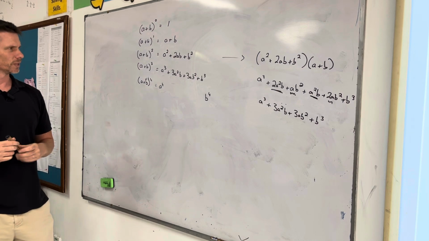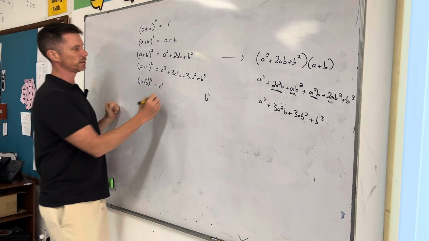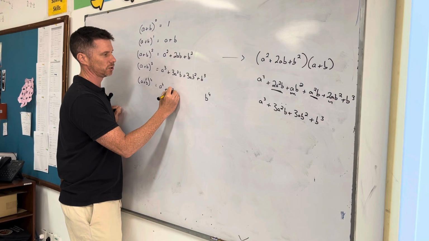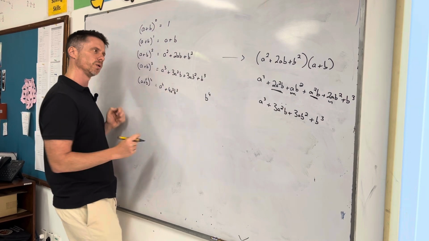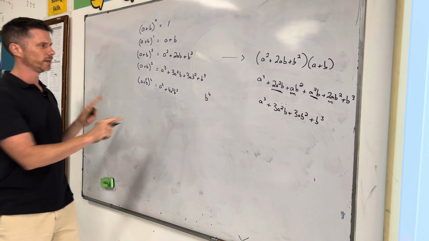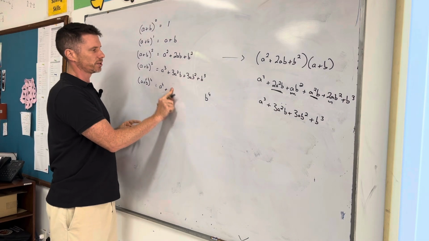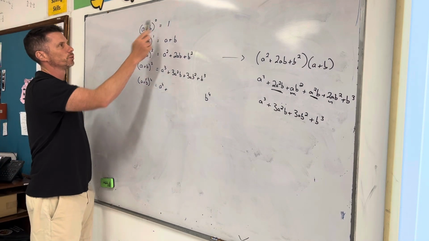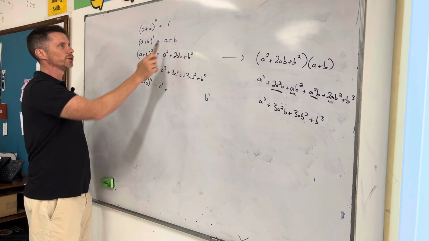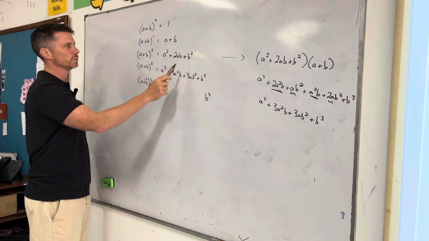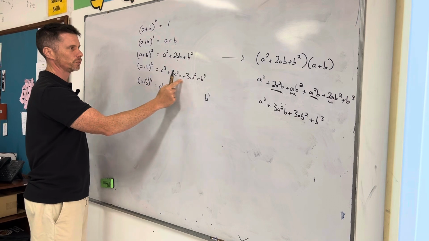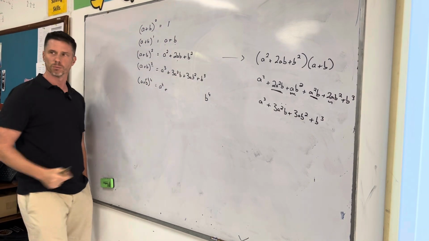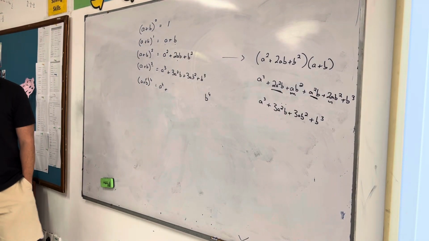Yeah, 4a cubed b. Okay. Good. All right. Almost. Let's just think about the number of terms. When it had power 0, it had 1 term, when it had power 1, it had 2 terms, power 2 is 3 terms. Power of 3, it has 4 terms. So power of 4 must have, it looks like it's going to have 5 terms.